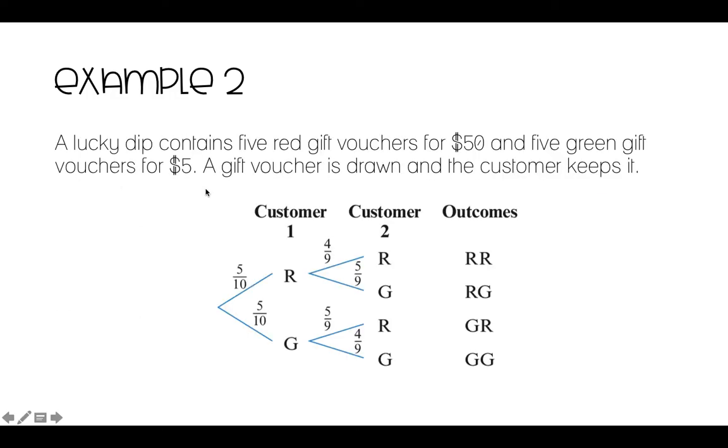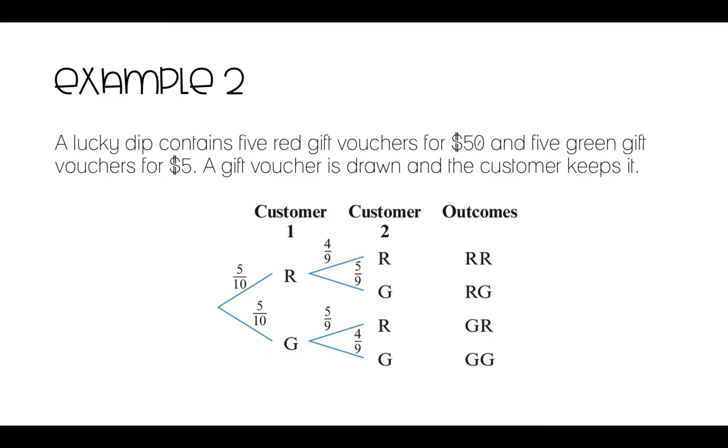Let's do example number 2. So a lucky dip contains 5 red gift vouchers for $50 and 5 green gift vouchers for $5. A gift voucher is drawn and the customer keeps it. So initially we have 5 out of 10 gift cards are worth $50, or they're red, and 5 out of 10 gift cards are green, or worth $5.